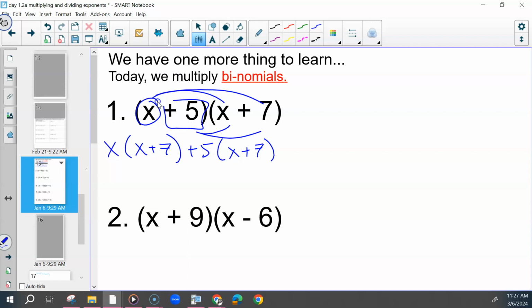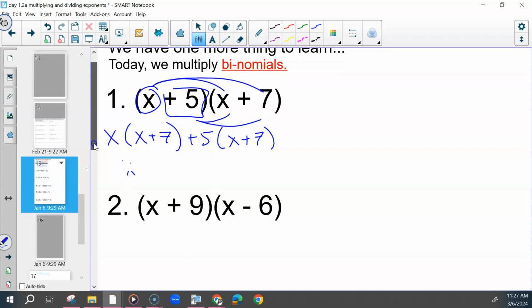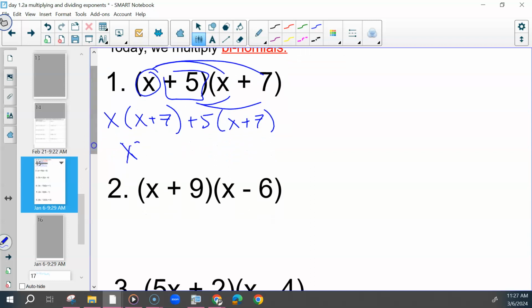And then we're just distributing. So x times x would give us x squared. X times 7, 7x. 5 times x, 5x. And 5 times 7, 35. Then we have like terms that we can combine. So if we combine them, what would our new polynomial be? X squared plus 12x plus 35.